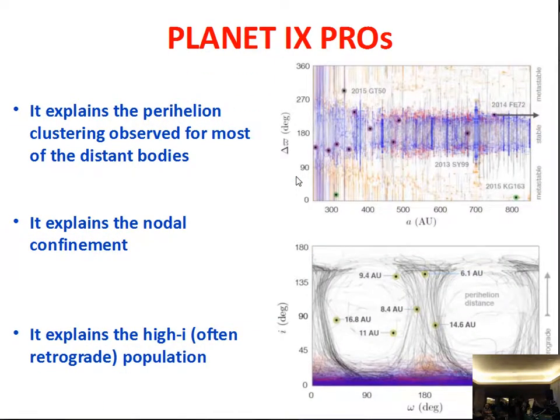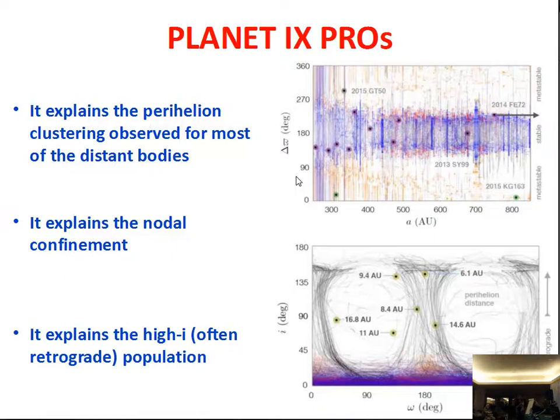So now the natural question, does this planet exist or not? I will not answer this question, I will let you think. But I will list a number of advantages and disadvantages of this planet in explaining features that we see in the solar system. And then you can decide if you are a believer or a skeptic. So there are three strange observed features that planet 9 explains very well. First, the confinement of the longitude of perihelion, which, as I said, is a sort of probabilistic effect, because you can have some bodies that circulate, and also some unstable bodies that are still around.